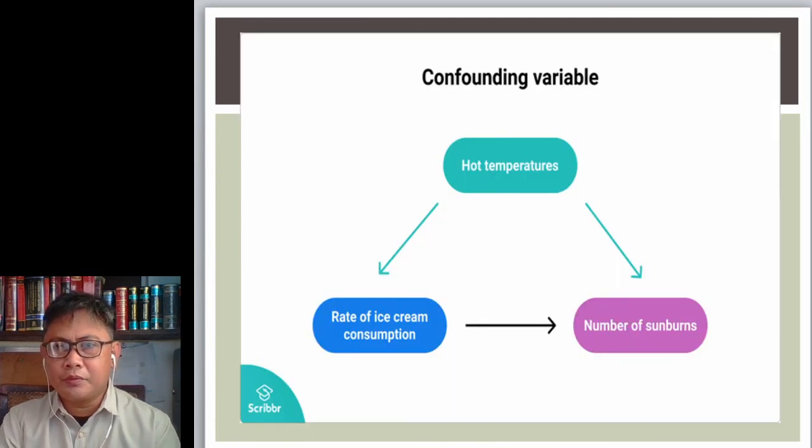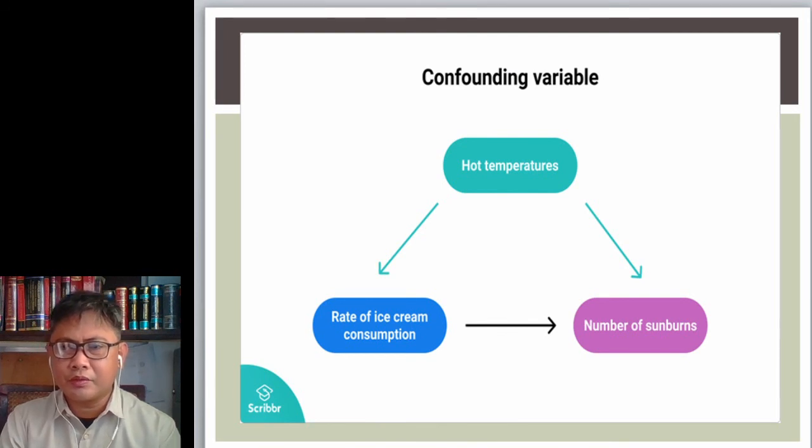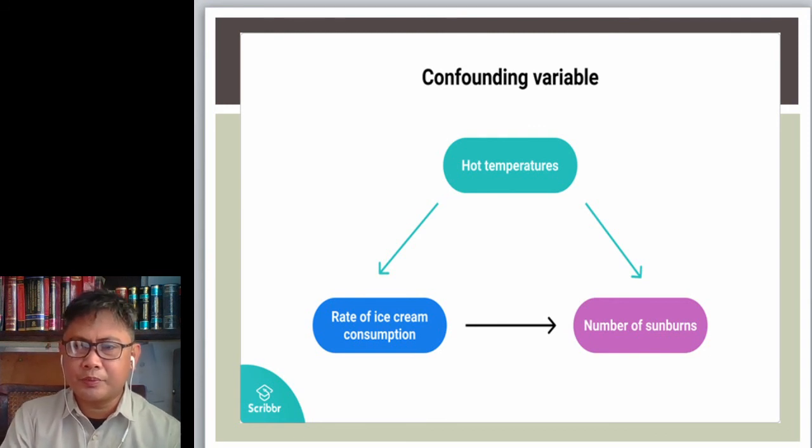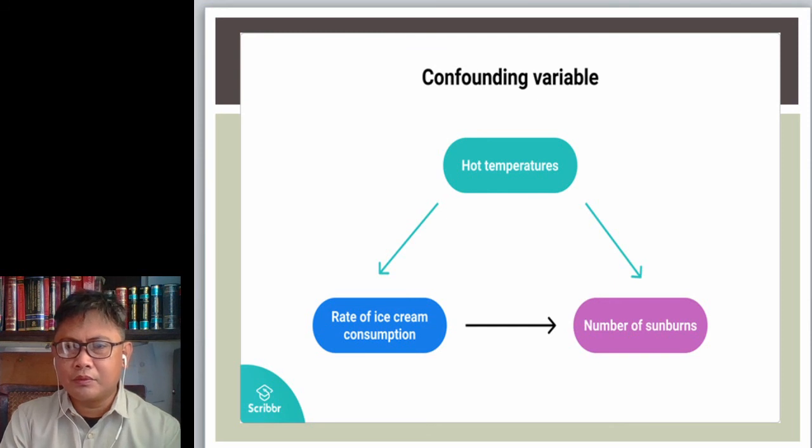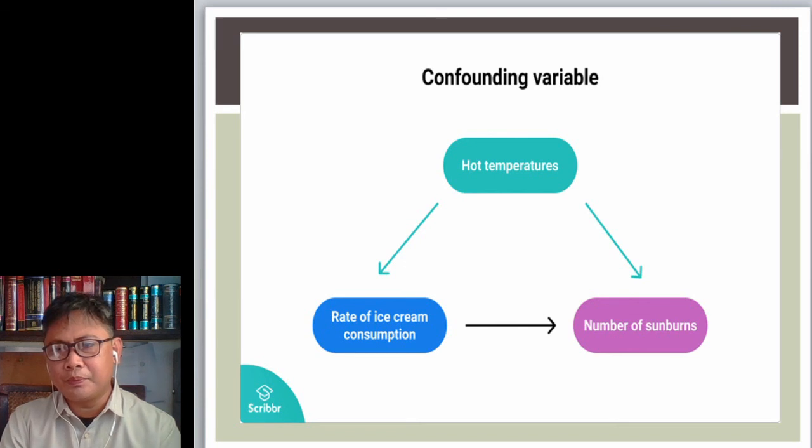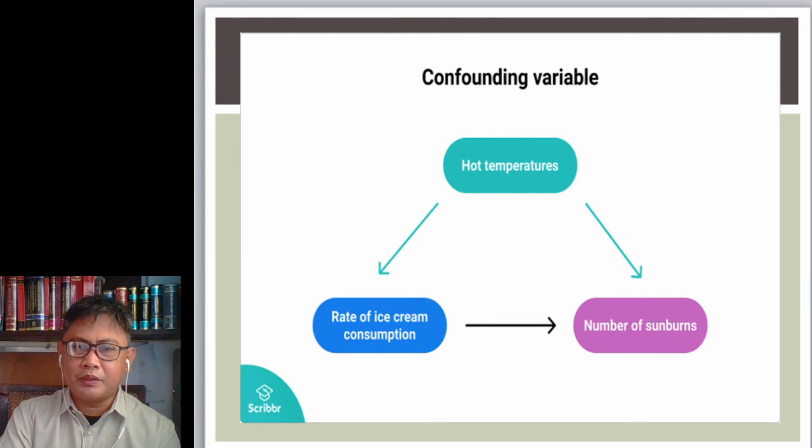For example, for your confounding variable, you need to collect data on sunburns and ice cream consumption. You find that higher ice cream consumption is associated with a higher probability of sunburn. Does that mean that ice cream consumption causes sunburn? Of course not. Here, the confounding variable is the temperature. Hot temperatures cause people to both eat more ice cream and spend more time outdoors under the sun, resulting in more sunburns.